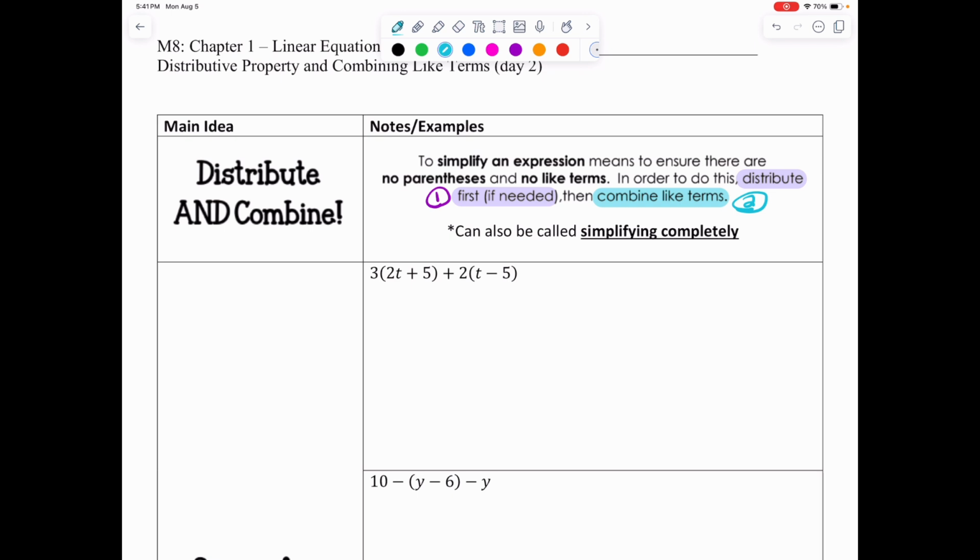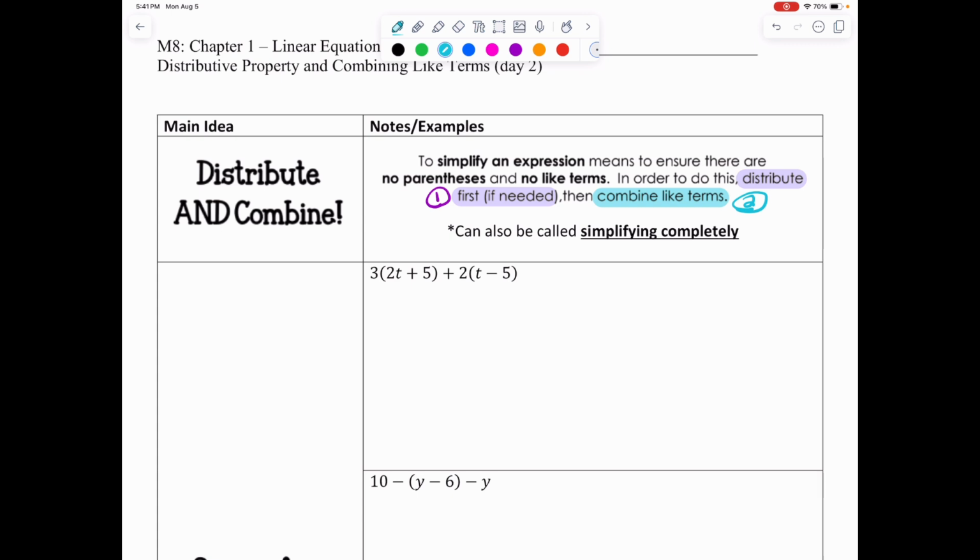Sometimes in the directions, you might see this called simplifying completely. I want to make sure you understand that's the same thing: simplify the expression or simplifying completely. Your answer should have no parentheses and no like terms. That's how you know you're at the end.